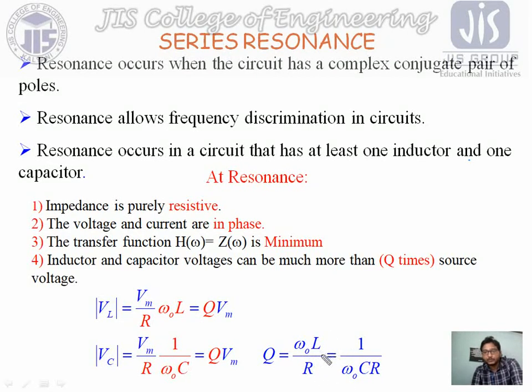And if we put the values of omega 0, it means omega 0 is equal to 1 by root over LC, we will find the value of Q, that is omega 0 divided by bandwidth. Also there is another definition of this quality factor. One definition is how much factor of the overall voltage is getting across the inductor or across the capacitor.